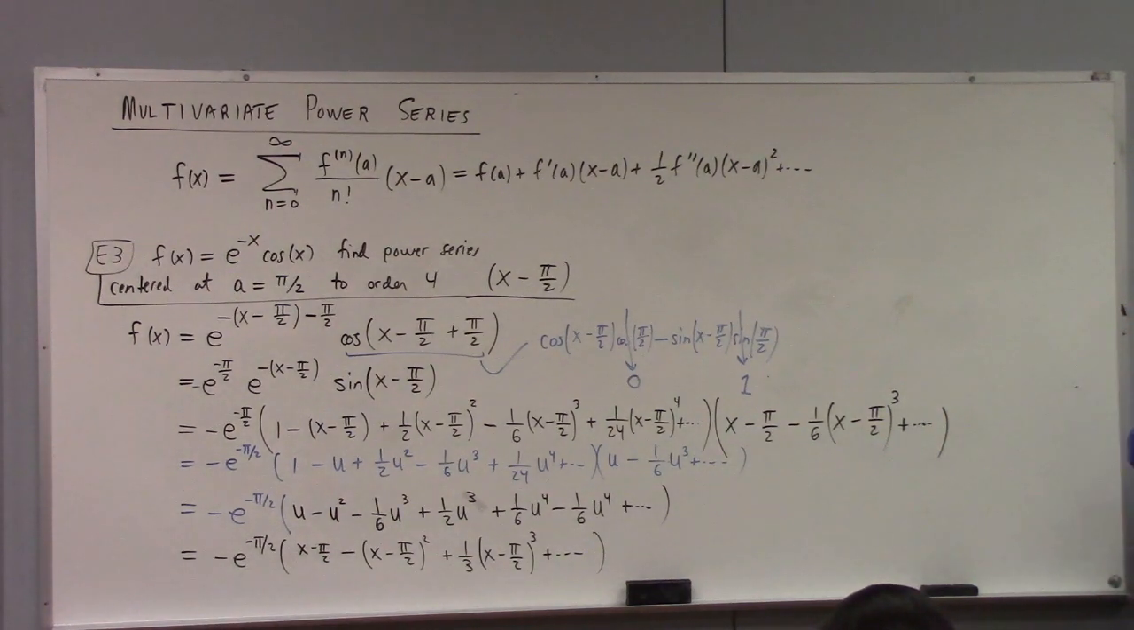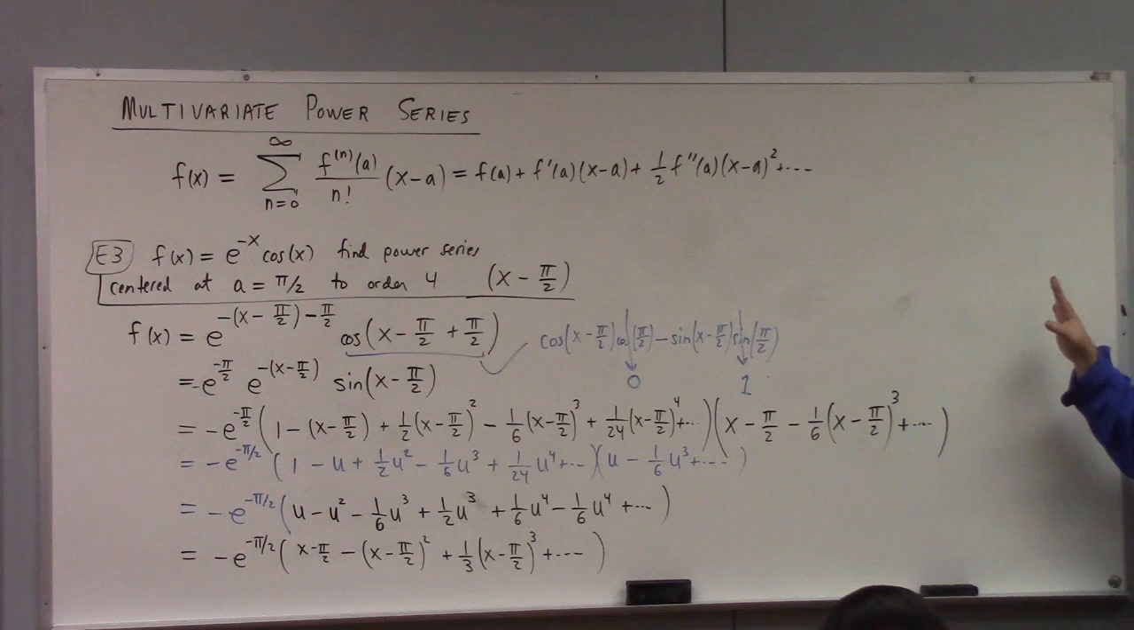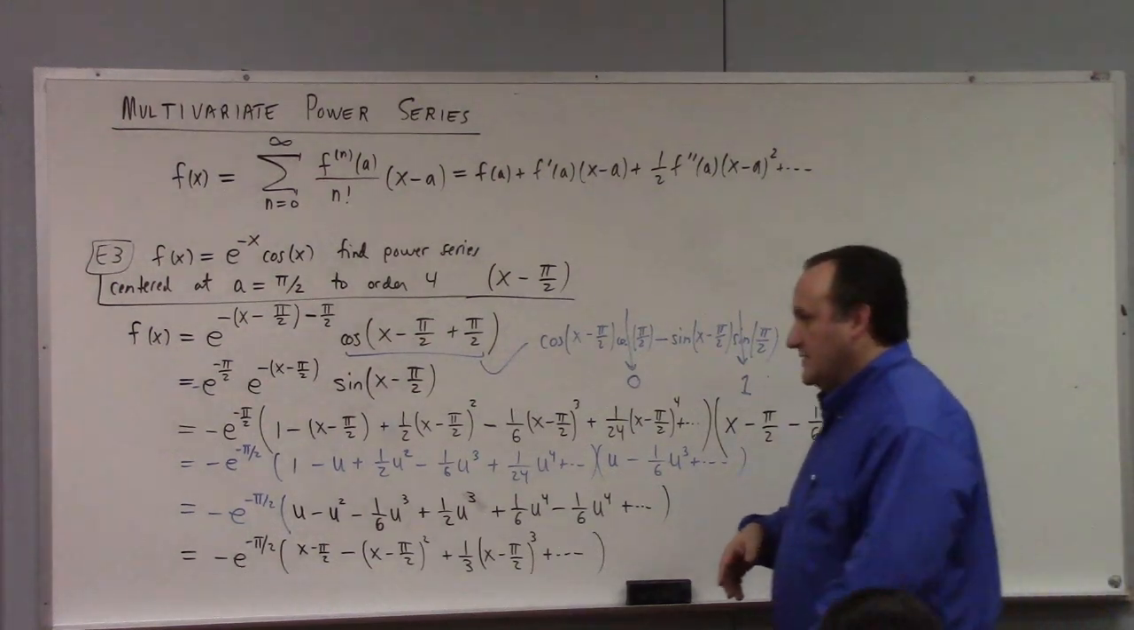Okay, so now that we've had a brief walk down memory lane, how does the multivariate power series go exactly? What is the multivariate power series precisely?